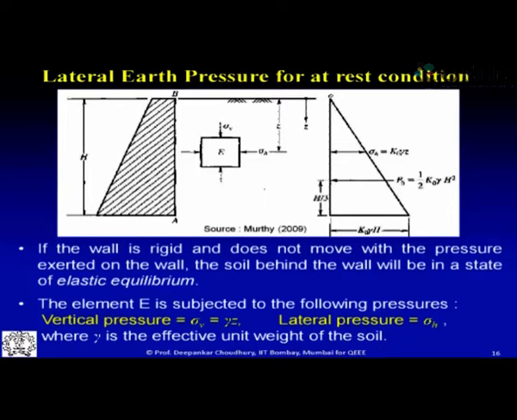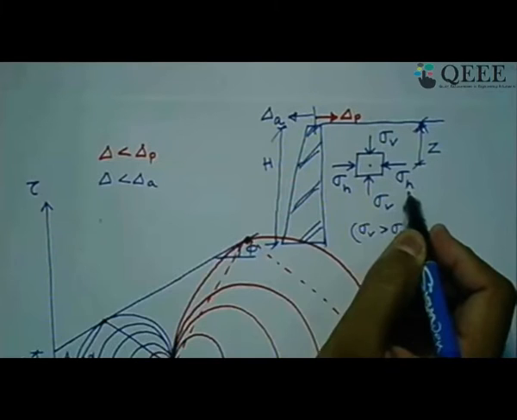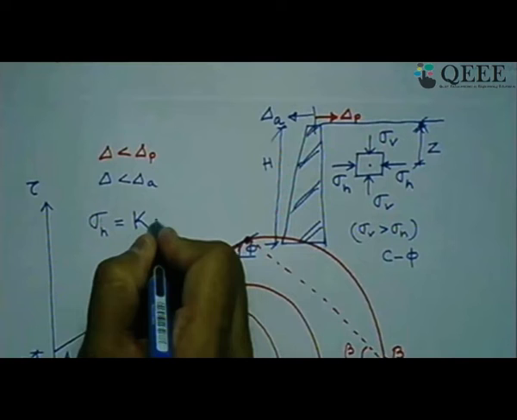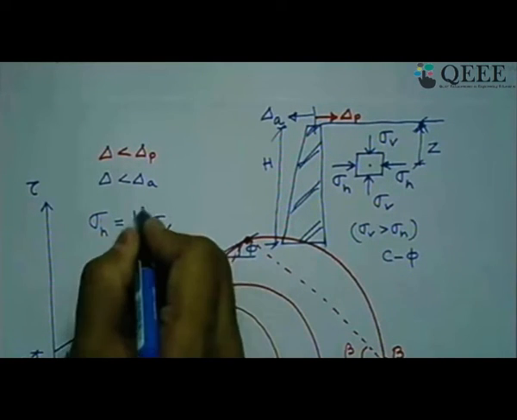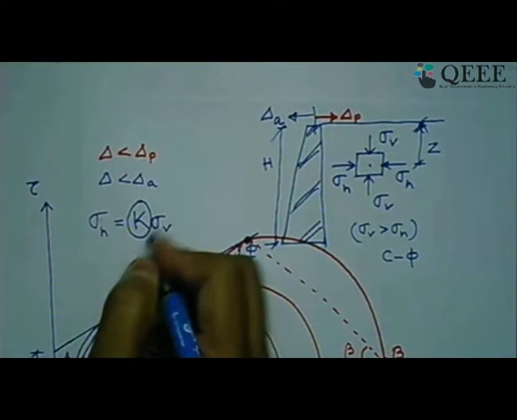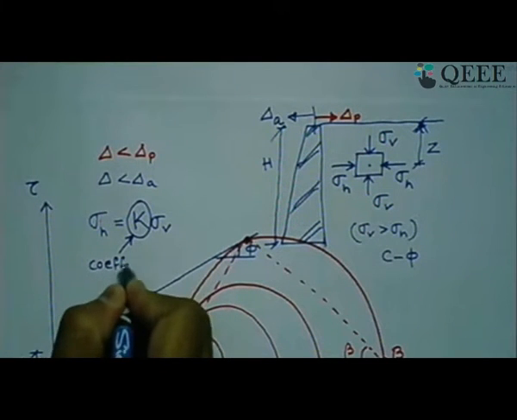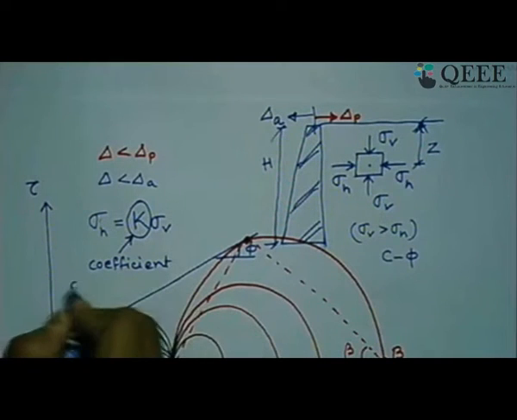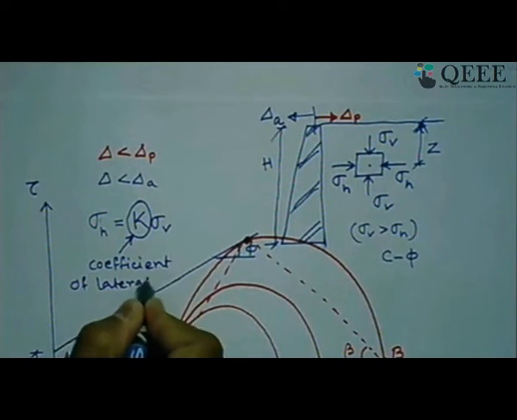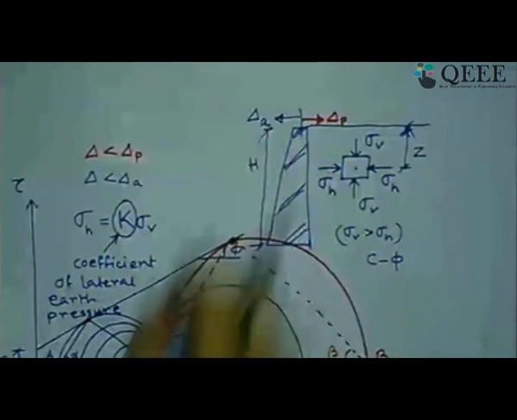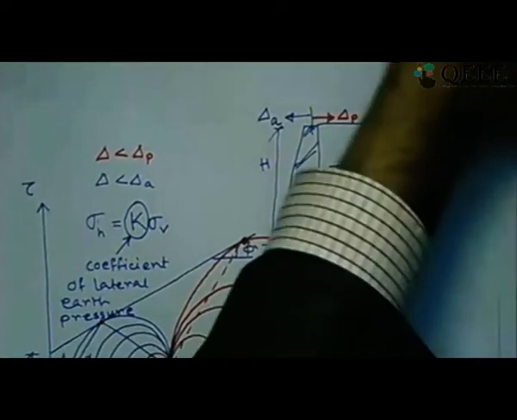So where has this come from? If we go back to the document camera, you can see the relationship between sigma v and sigma h. We can always mention that sigma h is some coefficient k times this sigma v. This k is called the coefficient of lateral earth pressure. We use three different symbols for three different states of earth pressure. What are those?